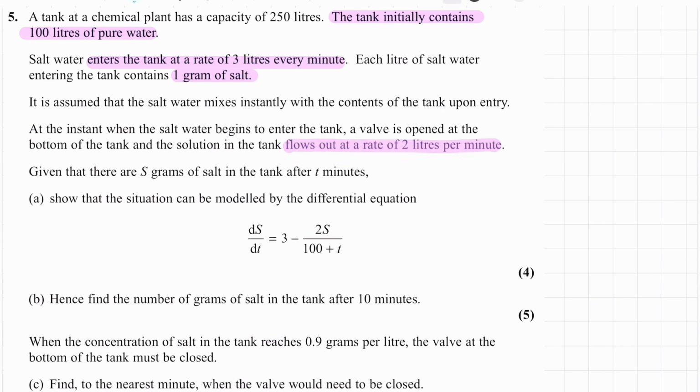So that's important. Given that there are S grams of salt in the tank after t minutes, I need to remember that t is in minutes. For part A, show that the situation can be modelled by this differential equation. Okay, so if we're looking at S grams of salt and we want to work out dS by dt, which is how this changes with respect to time, then we need to find the rate at which this is going in and the rate at which it's coming out. Because dS by dt will be the rate in minus the rate out.